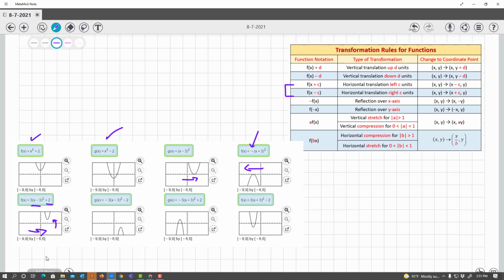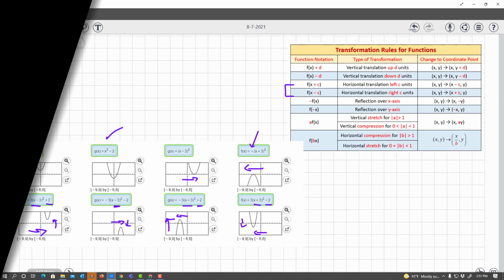The next one is negative, so I know it's upside down. It's going to shift 3 units to the left and 2 units down. Then the next one, I'm going to go 3 units to the left and 2 units up. And then finally, the last one, I am going to go 3 to the left and then 2 down. So this is a nice little chart to have, certainly to see very quickly how to find these graphs.